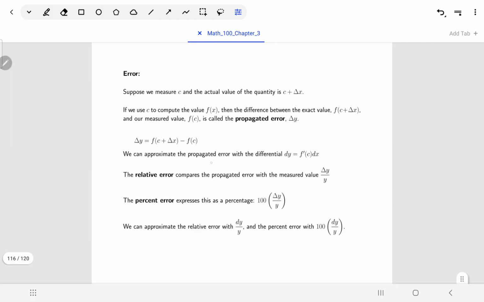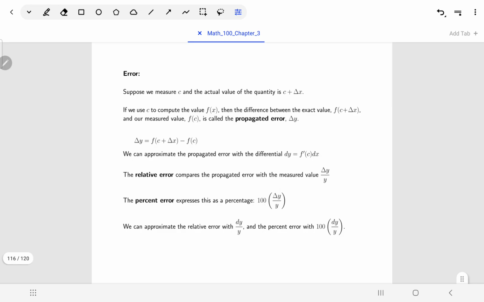So the nice part, of course, is that if you wanted to estimate things, although you could find the exact error, you could estimate the error just by using the differential. You could say, well, we know that dy and delta y are relatively close to each other, so we can estimate by using dy is f prime of c times dx.